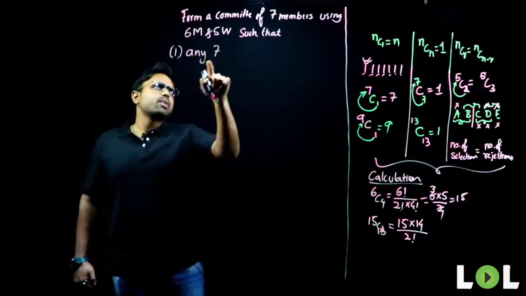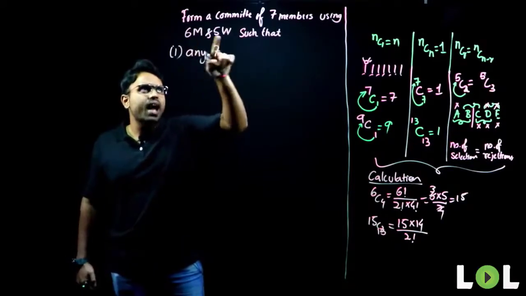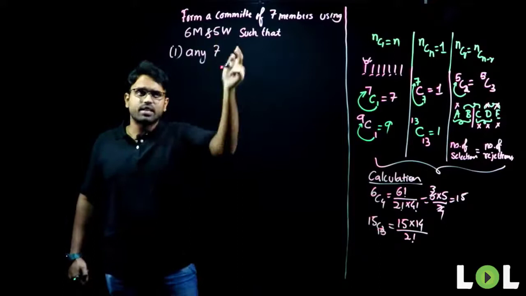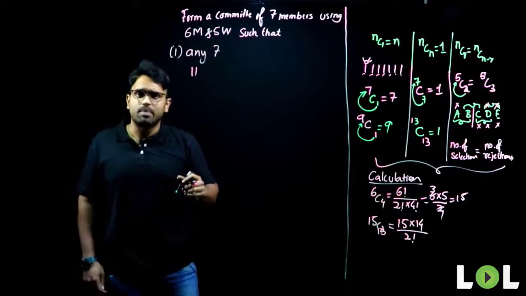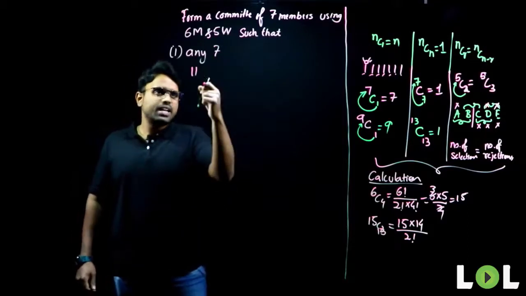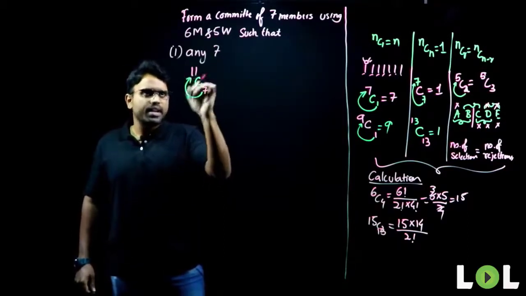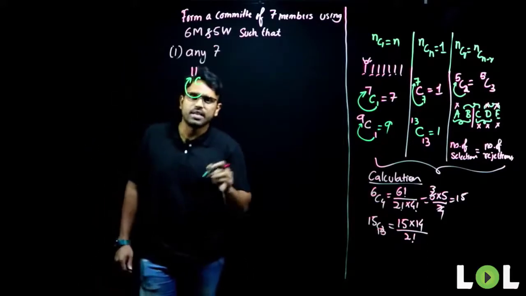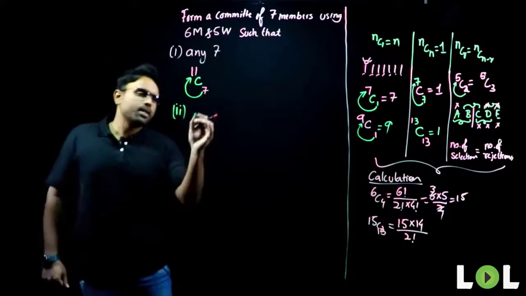Selecting any 7 members out of total of how many? 6 men and 5 women. Totally together 6 and 5 is 11. Selecting 7 people out of total of 11 people can be done in how many different ways? Selecting 7 people out of total of 11 people can be done in 11C7 ways. Now, if the question is something like this, okay?